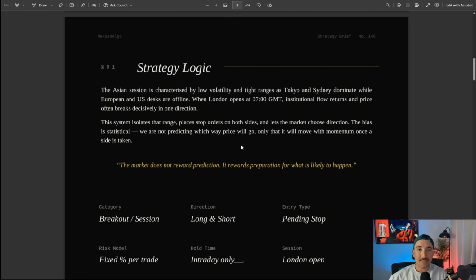Most traders treat the London Open like a casino. They wake up, stare at the charts, and try and guess which way the market is going to go. You don't need to do that. That's gambling, just with extra steps. The London Breakout isn't a guess, it's a structural edge.